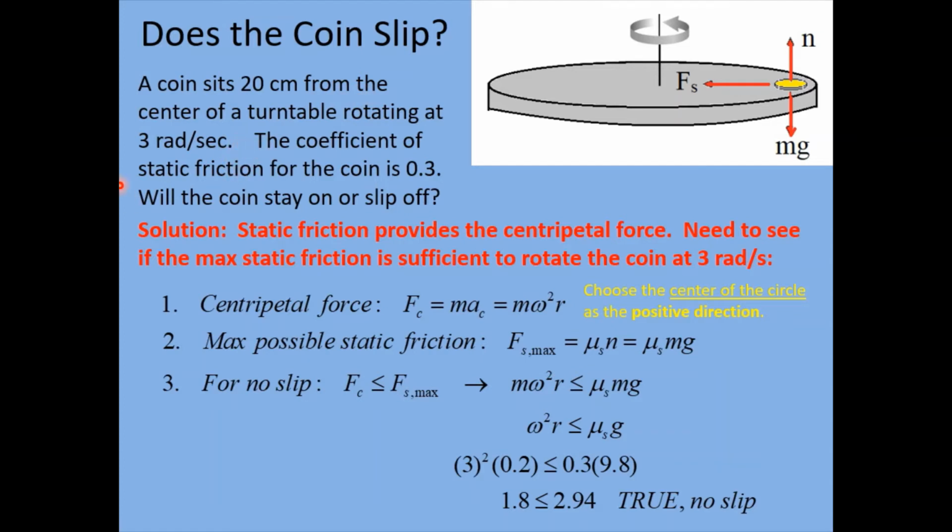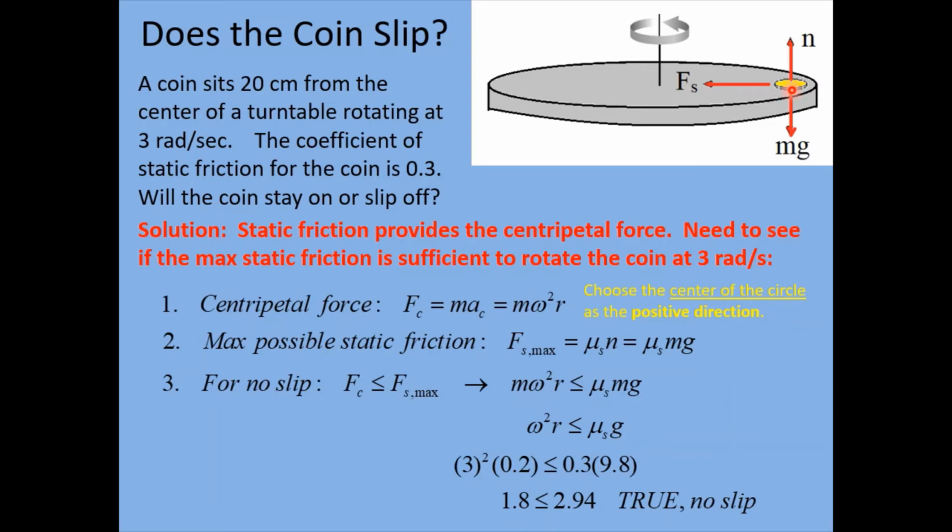Furthermore, we're told that the coefficient of static friction for the coin is 0.3. And the question is, will the coin stay on or slip off? If you set something like a coin on a rotating platform like this and turn it very slowly, it's easy to see that this coin is not going to slip. It's just going to stay there. But if you start turning this thing faster and faster, you'll get to a certain speed when all of a sudden the coin slips off. And that's because basically the static friction was not sufficient to keep the coin from slipping.